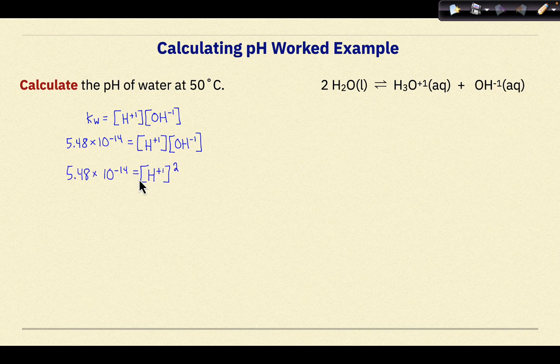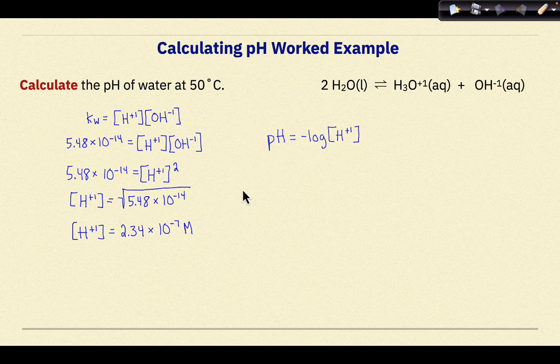To calculate hydrogen ion concentration, we're going to take the square root of 5.48 times 10 to the negative 14. When we take the square root of this number, our hydrogen ion concentration is 2.34 times 10 to the negative 7 molar. Now that we have this hydrogen ion concentration, we can use the formula pH is equal to the negative log of the hydrogen ion concentration to calculate pH. So we'll start off with our formula. We'll plug in our value for our hydrogen ion concentration at this temperature, and our calculated pH is 6.63.